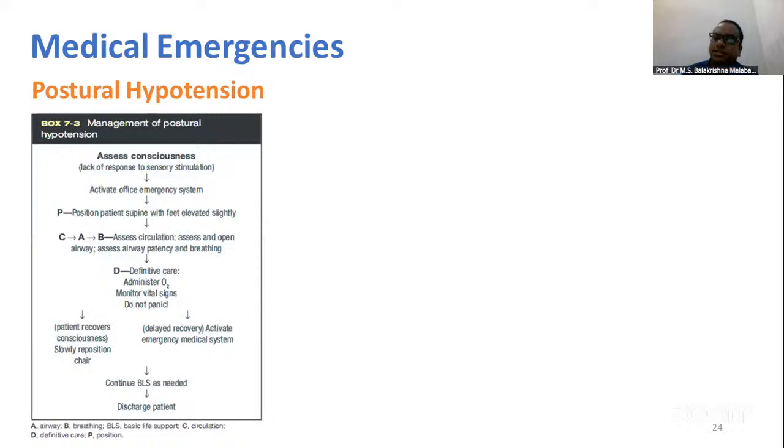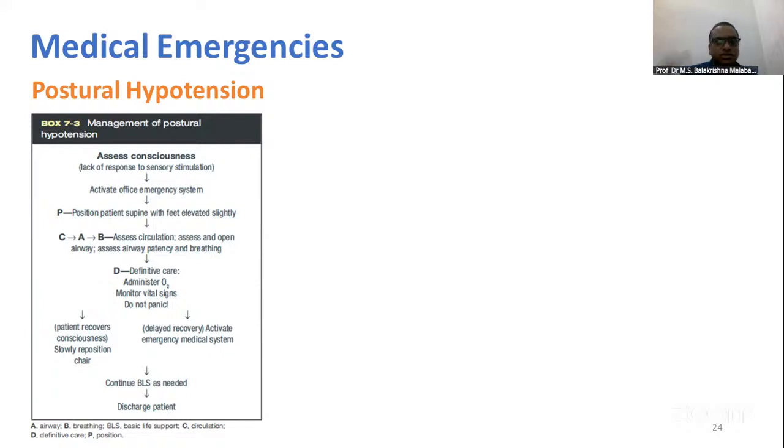Then how to manage this? First and foremost, you have to assess the level of consciousness, activate the emergency system, and position the patient supine, because if standing, he will fall down. So let him lie down flat. Don't make him sit up. Then check whether airway, breathing, circulation is perfect or not. And then do not panic. Everything will become cool in a period of time.